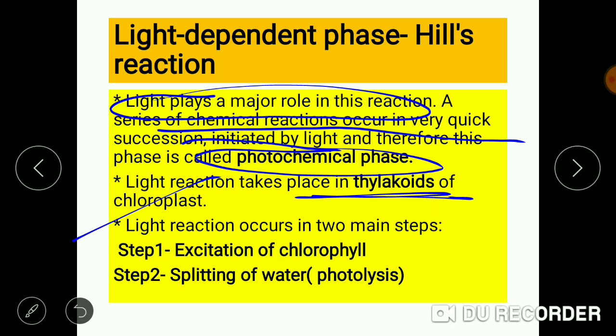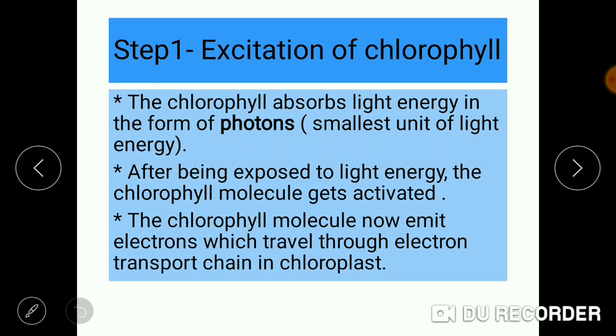This light reaction is divided into two main steps. Step 1 is the excitation of chlorophyll and step 2 is the splitting up of the water molecule, or the process of photolysis. Splitting of water is also known as photolysis. So we'll start with step 1. Step 1 is excitation of chlorophyll.